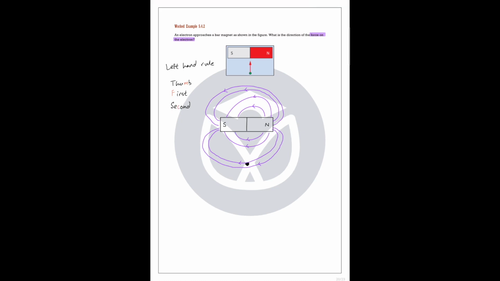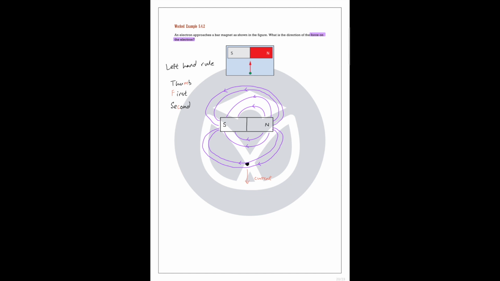But wait, hold up. One thing tricky here is that the question says the electron approaches the bar magnet. It approaches upward like this. But because electrons have a negative charge, our current is actually headed downwards. Okay? This is our current direction. So now knowing the direction of the current and the direction of the magnetic field, we could then use the left-hand rule to find out which direction the force affects the electron.